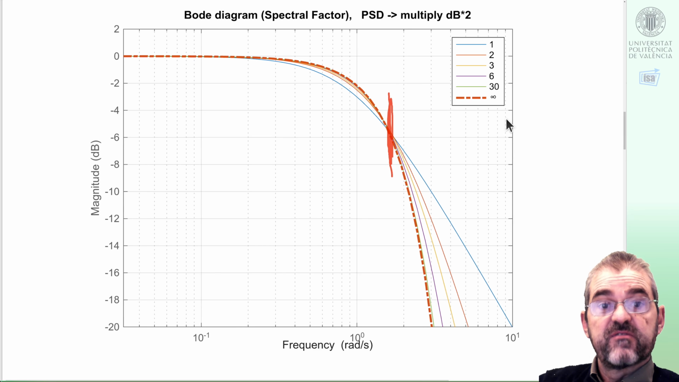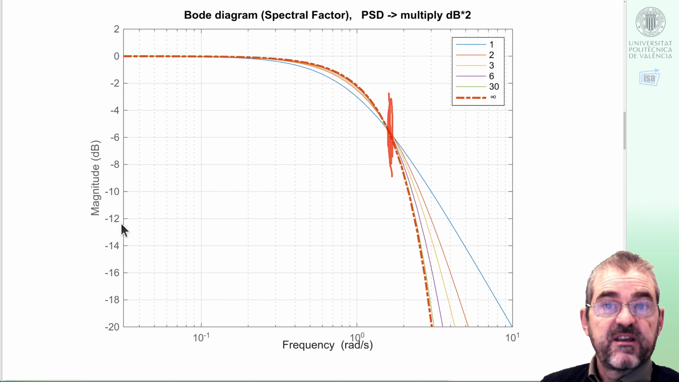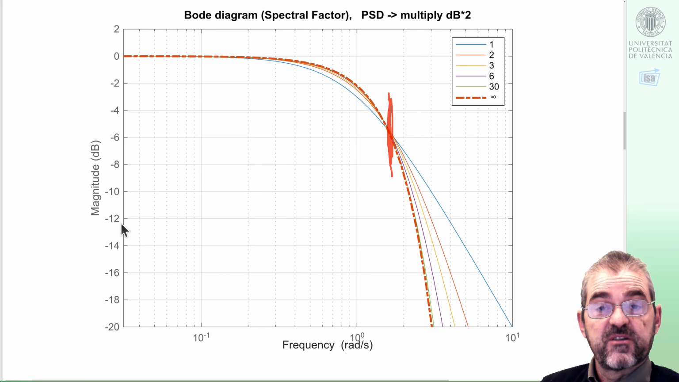The transfer function of the filter is the square root of the power spectral density, so the power spectral density would be just multiplying by 2 the decibel axis. The transfer function of the filter is called the spectral factor, but the covariance and statistical analysis is done with the square of the modulus of that, which is the power spectral density.